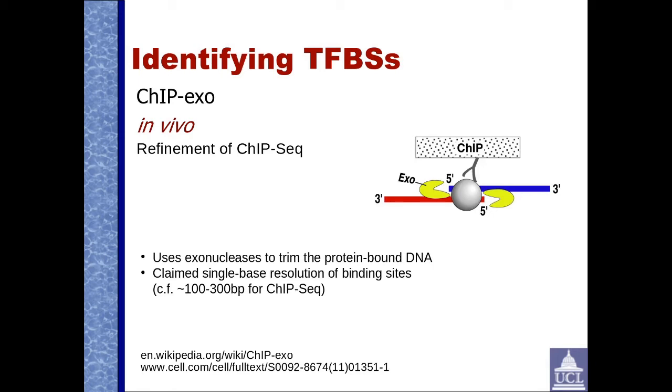Another variation on ChIP-seq is known as ChIP-exo, and this is kind of the latest standard in this kind of approach. So this starts with the kind of ChIP experiment, but then uses exonucleases to trim the protein-bound DNA. And they have claimed single base resolution of the binding site. So this compares with finding a region of between 100 and 300 base pairs with ChIP-seq. Here we're finding just the actual section that the protein, the transcription factor, binds to.